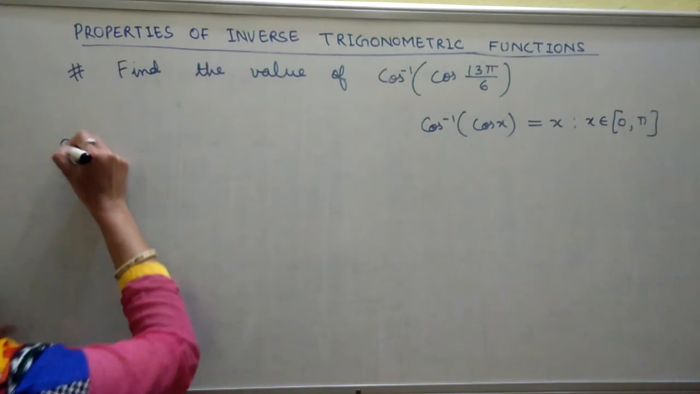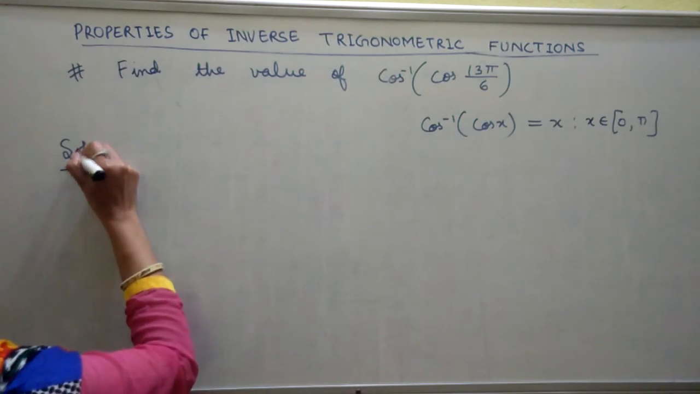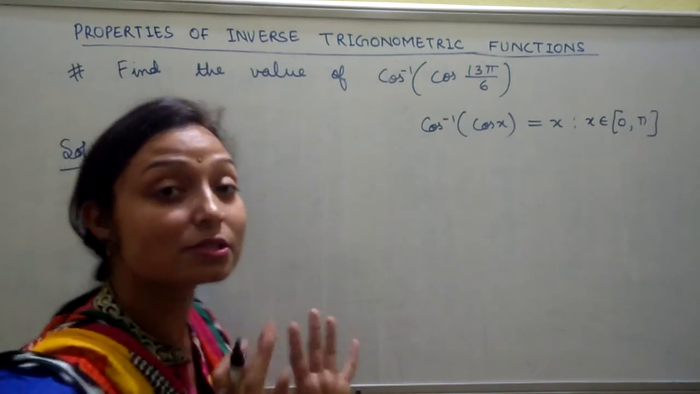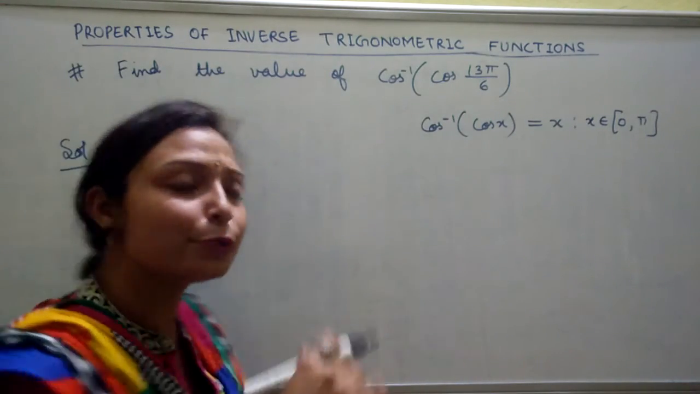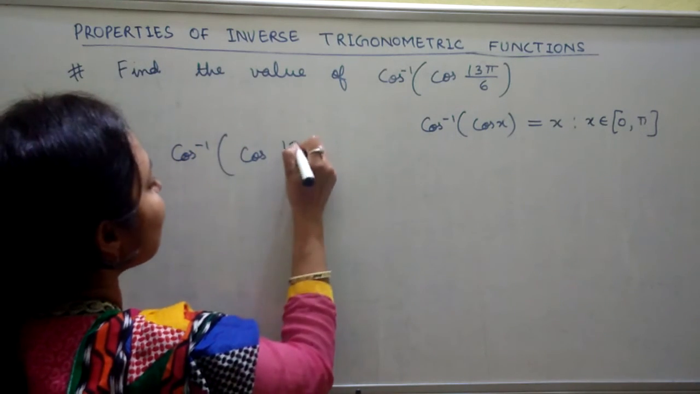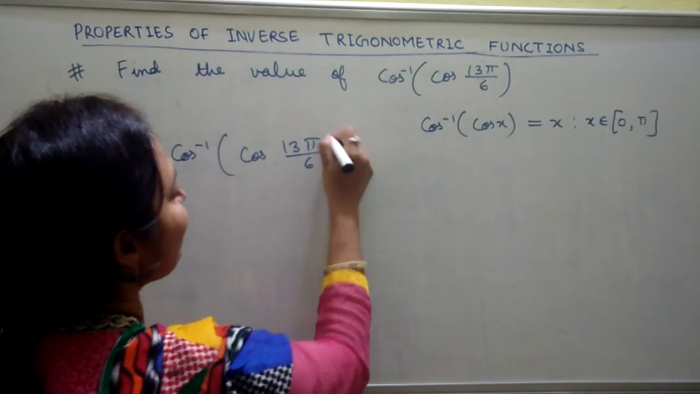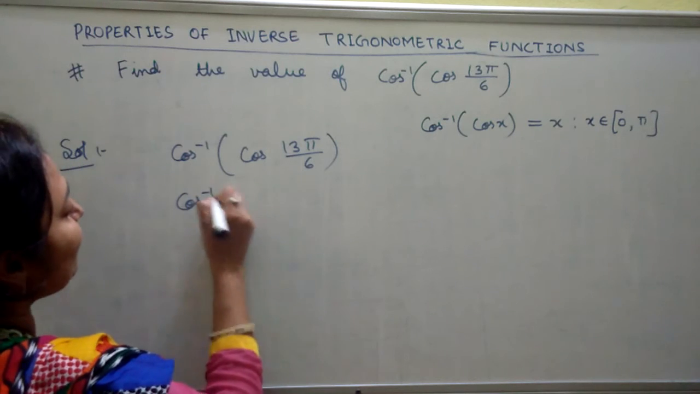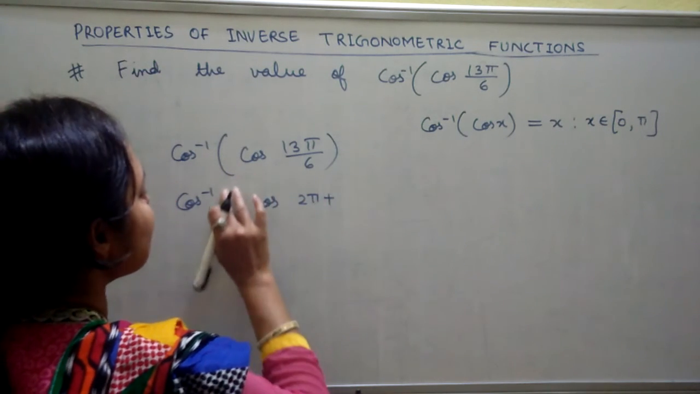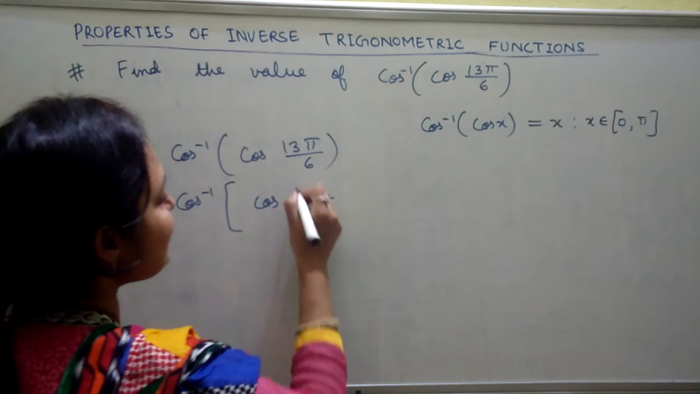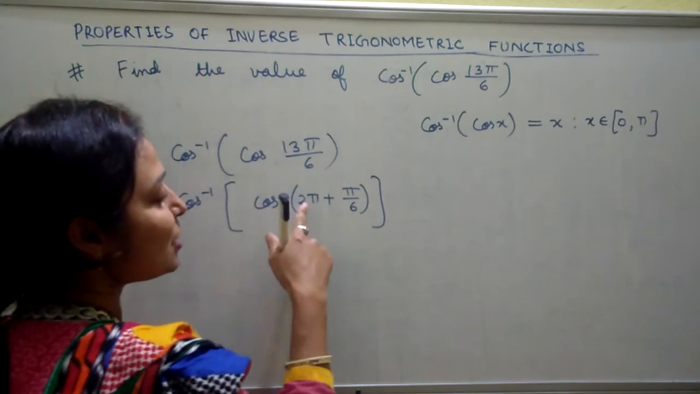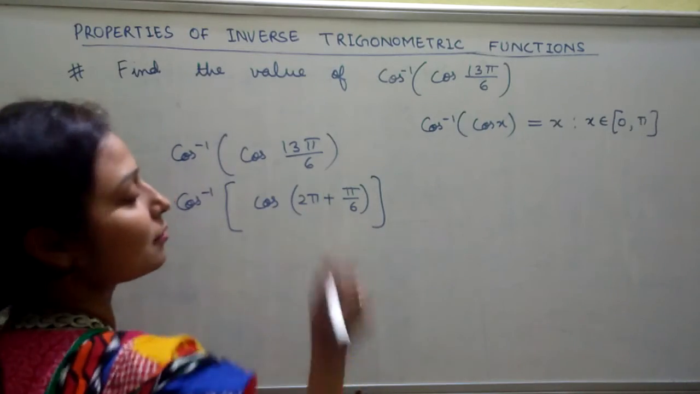How? When I start this, I will check, does it lie between 0 to pi? No, it does not lie between, so we have to reduce it. But how? Cos inverse cos 13 pi by 6. We will convert it into the lowest form, 2 pi plus pi by 6. Reduce: 6 twos are 12 plus 1, 13.